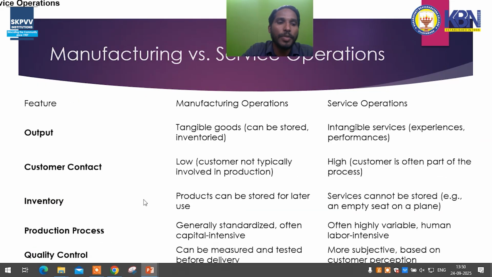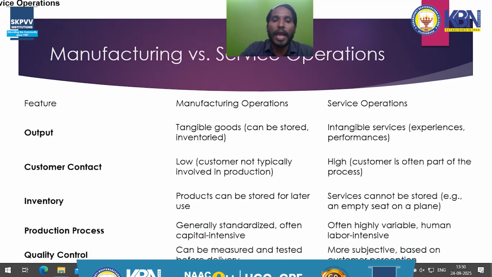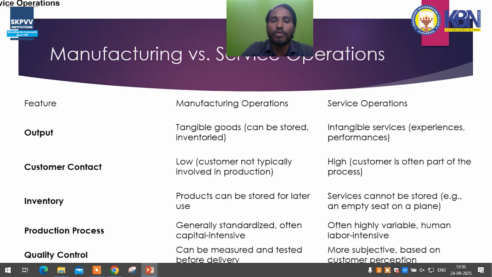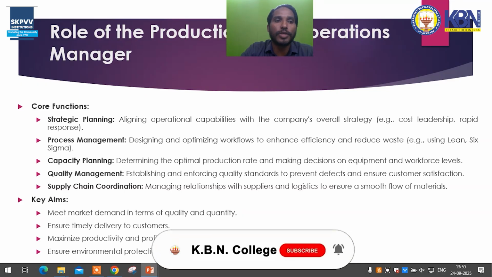And next, coming to the production process: in manufacturing it is generally standardized and often capital intensive, and in service operations it is often highly variable and human labor intensive. Quality control in manufacturing can be measured and tested before delivery. In service operations it is more subjective, based on customer perception. And next, the role of the production operations manager.